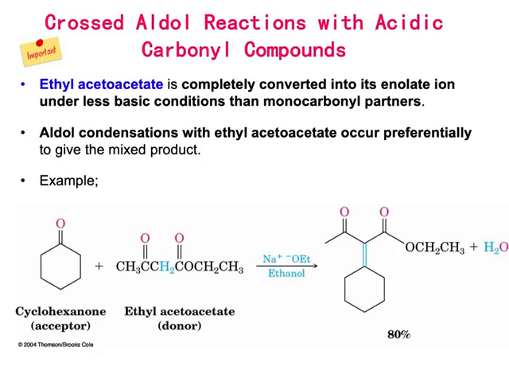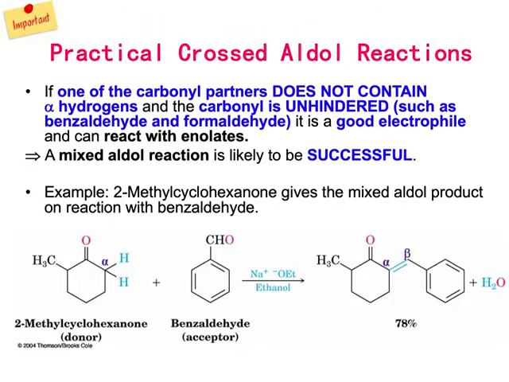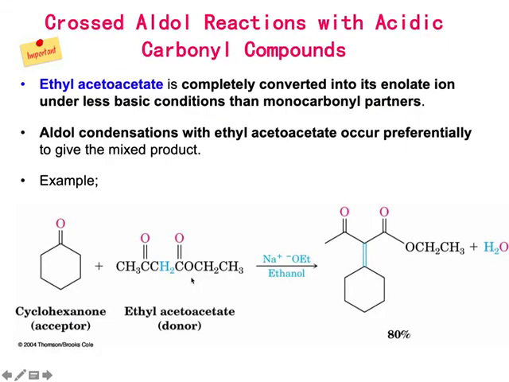Okay, this one is for the cross aldol reaction in acidic condition. This condition has only one alpha hydrogen, and the other one has no alpha hydrogen. So this is focused on the acidic carbonyl compound. The carbon between these carbonyls has alpha hydrogen that is very acidic, so this one will give the aldol product.